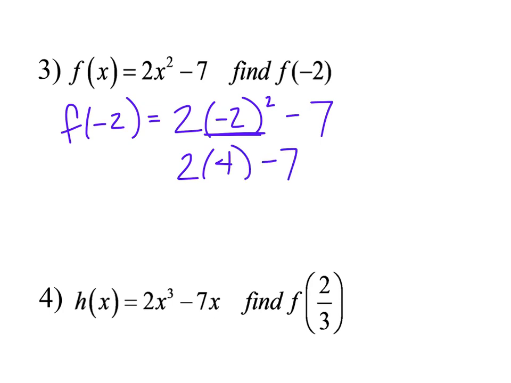And then this is 8. So we do exponents, then multiplication or division, and then 8 minus 7 is 1. So this guy is 1.